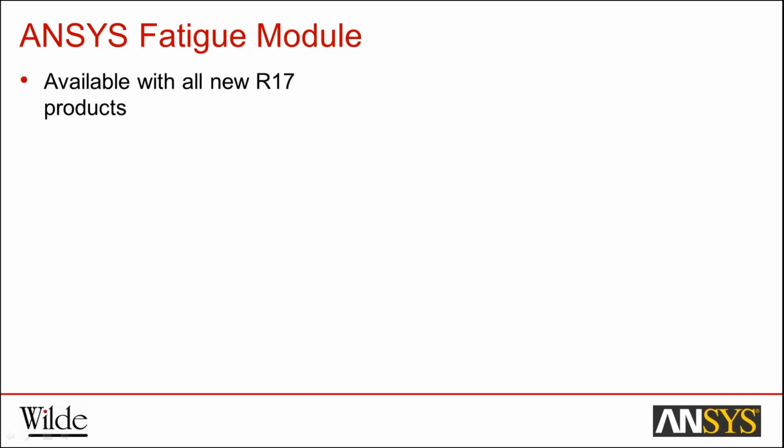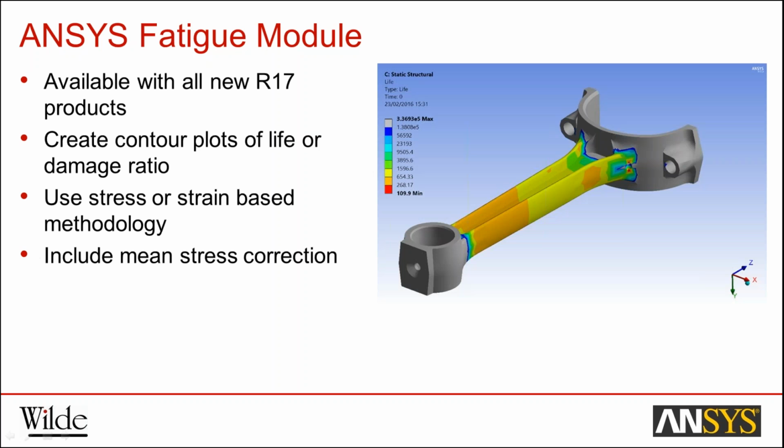So starting off with the fatigue module, this is available at the Mechanical Pro license level, so anybody upgrading to the new ANSYS version 17 licenses will get access to this. So this essentially just allows us to create contour plots of either life or damage ratio using an SN curve that we input into an engineering data tab. We can use either stress or strain-based methodology, and we can include the effects of mean stress correction in there as well.